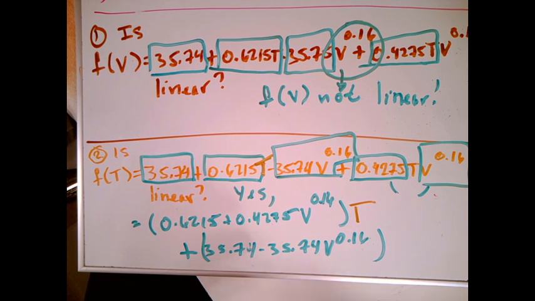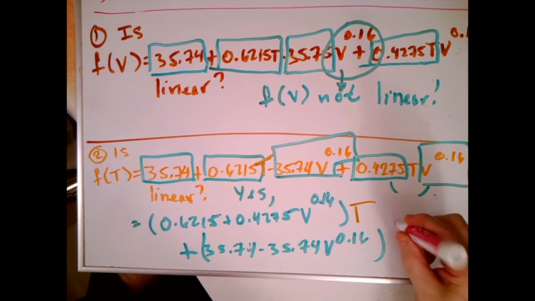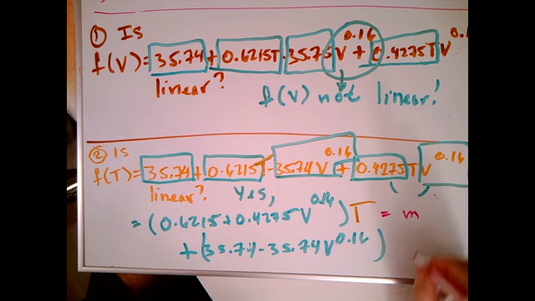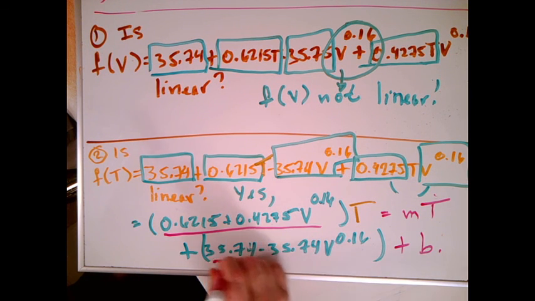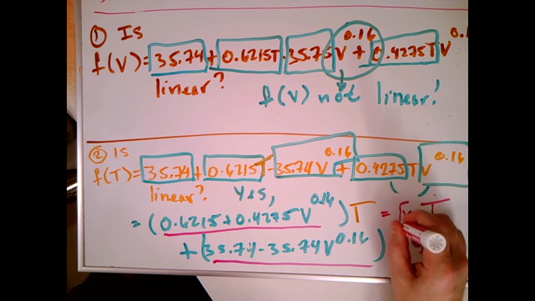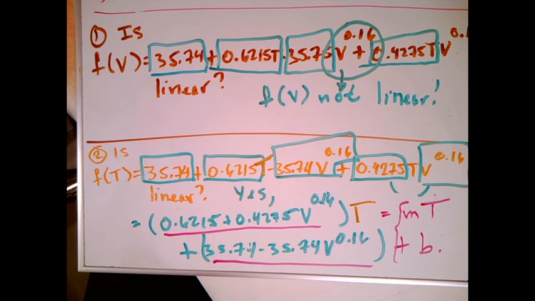And what we just did is we rewrote this huge expression as a constant times t plus a constant. Let's call that first constant m because that's what we usually do, plus a constant. So in this case, all of this is m. All of this is b. And that's the whole problem.